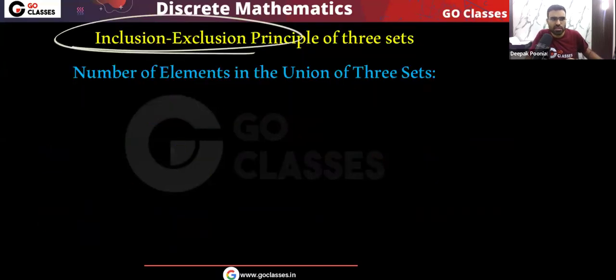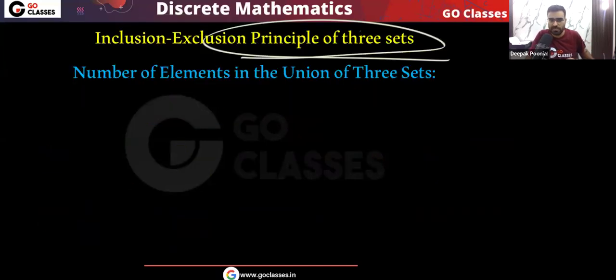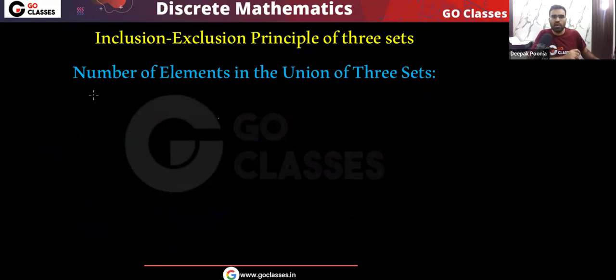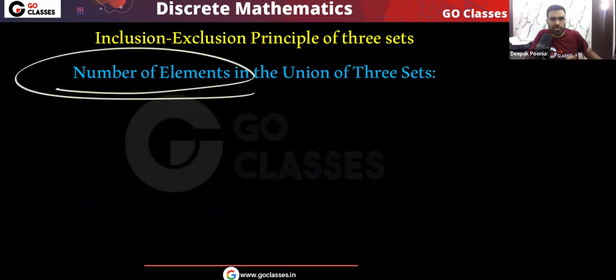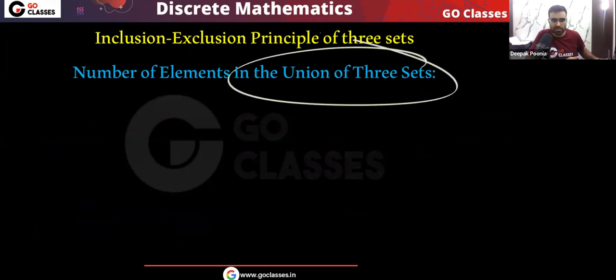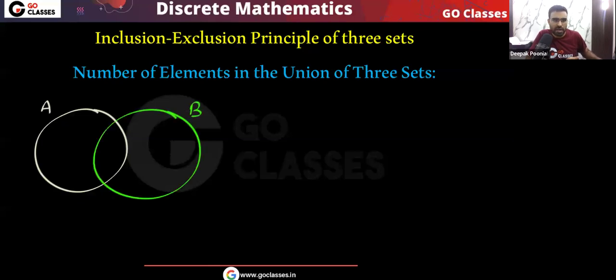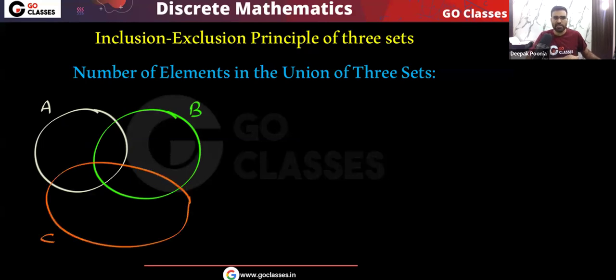Now let's see the inclusion exclusion principle for 3 sets. So far we have seen the inclusion exclusion principle for 2 sets. Now we need to find the number of elements in the union of 3 sets. So let me take 3 sets here. You have set A, there is set B, and there is set C. So let's assume that these are the 3 sets.